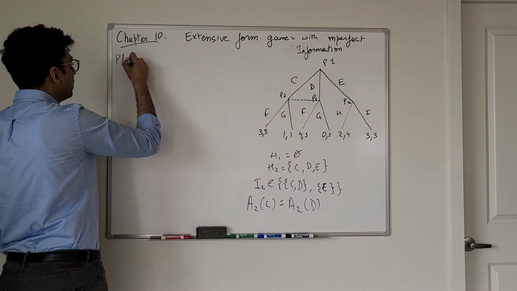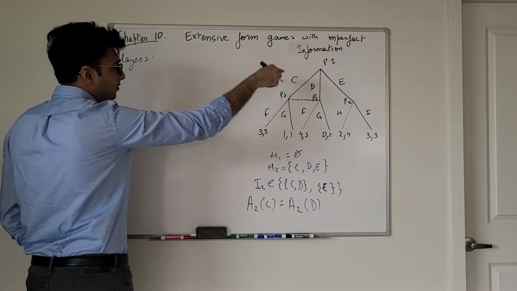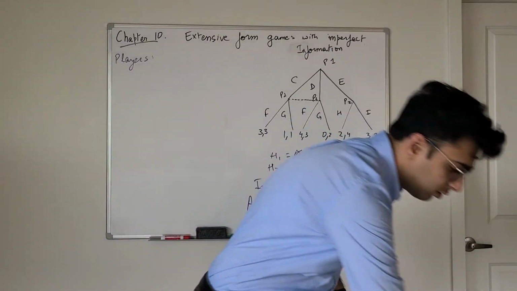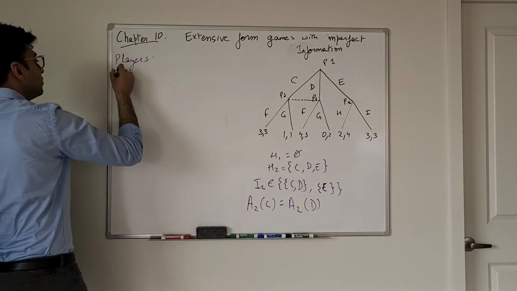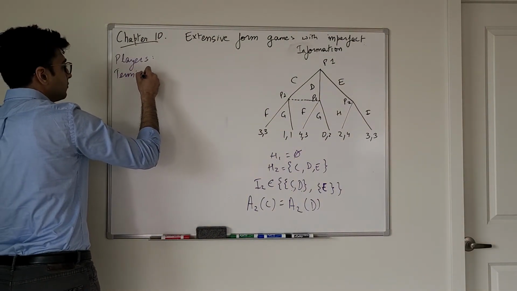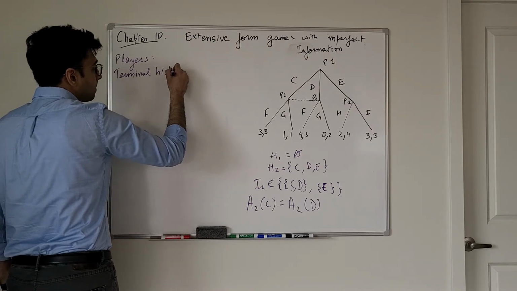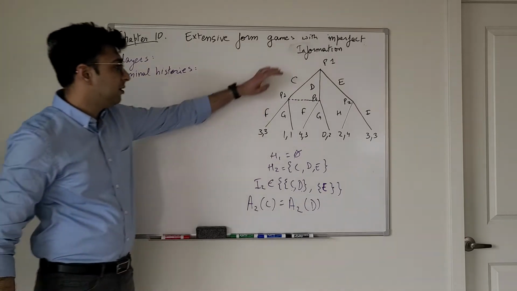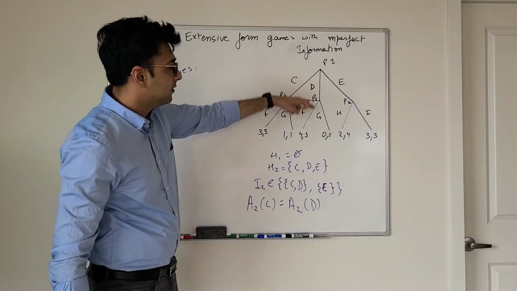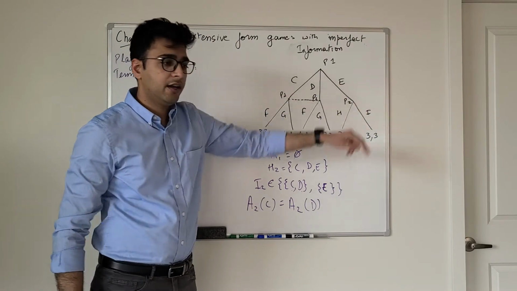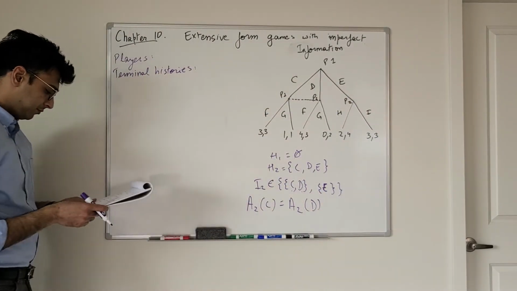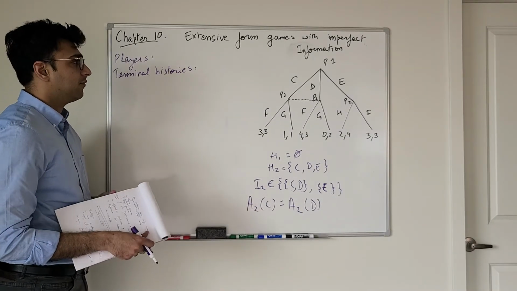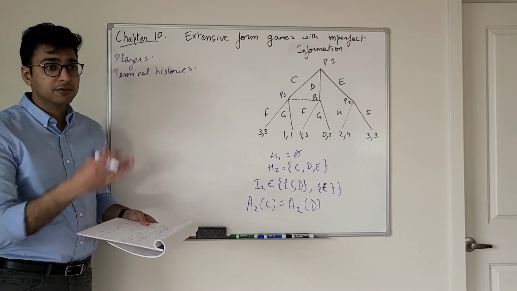So what we need first are players. In this case, there are two players, players 1 and 2. Then we need terminal histories. Like last time, those terminal histories will either be CF, CG, DF, DG, EH, or EI. Terminal histories are basically the set of ways in which a game could play out from start to finish.